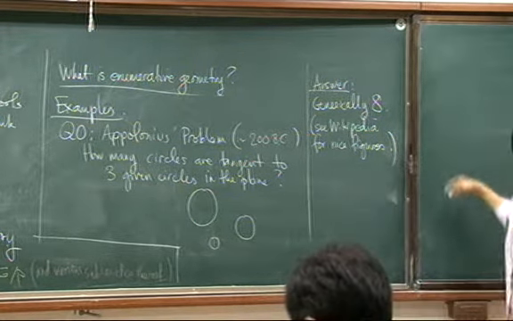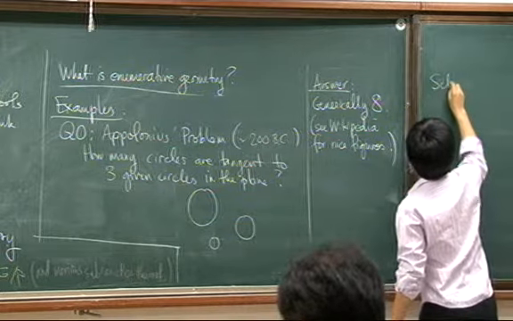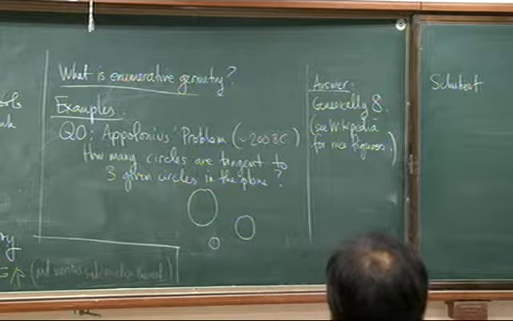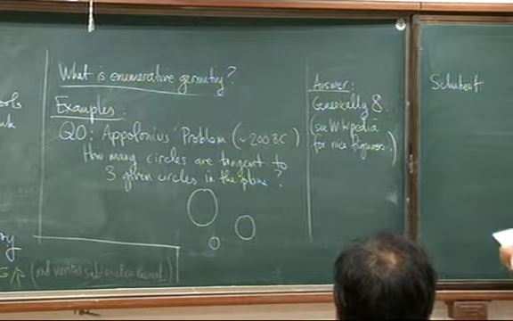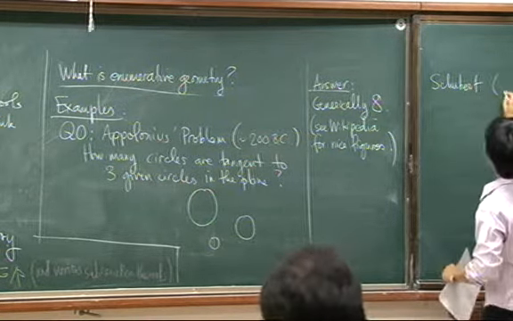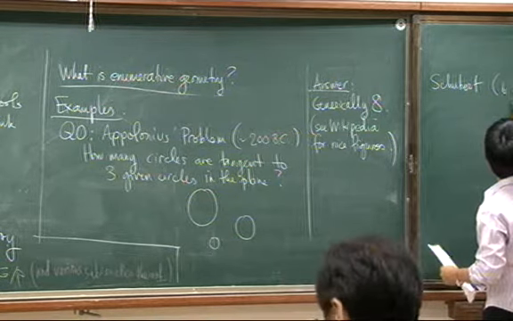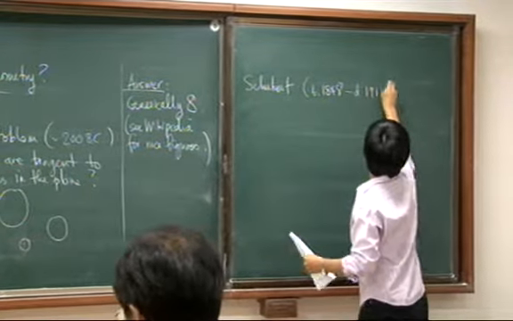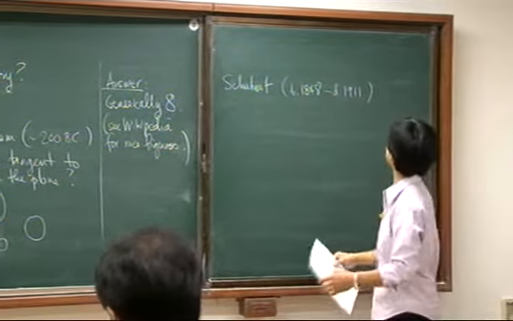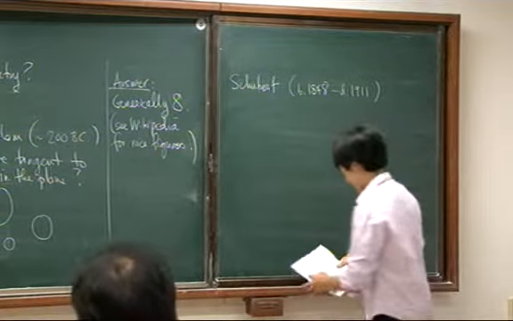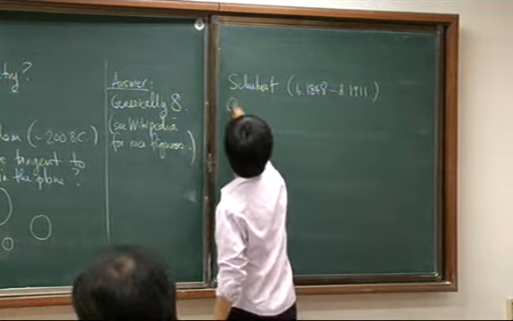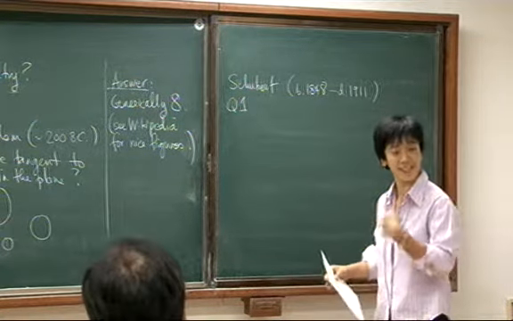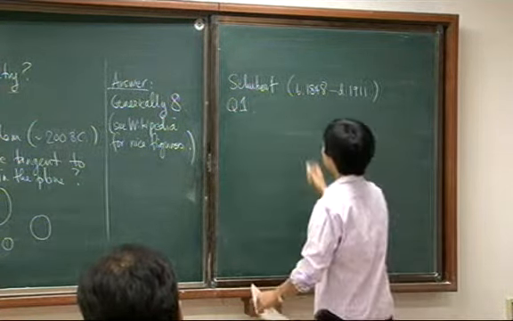But in more modern times, for questions 1 through 3, I'm going to talk about Schubert calculus. This is Herbert Schubert, not Franz, the musician. By the way, for his history, he was born in 1848 and died in 1911, so relatively modern, but still a century ago. I can give you 3 examples of the kinds of questions that he asked and answered systematically.